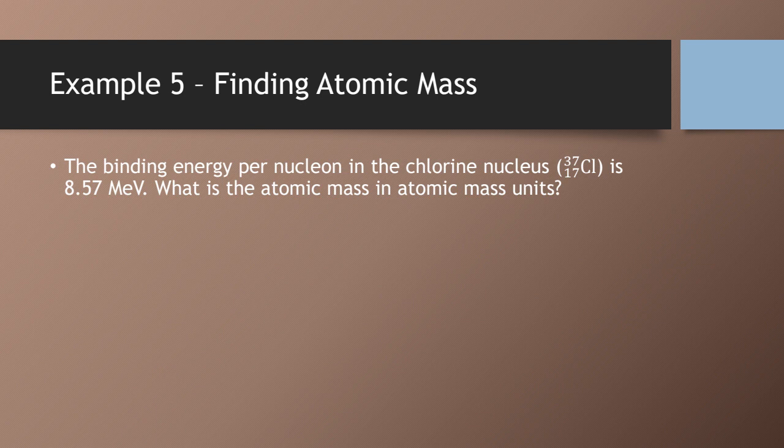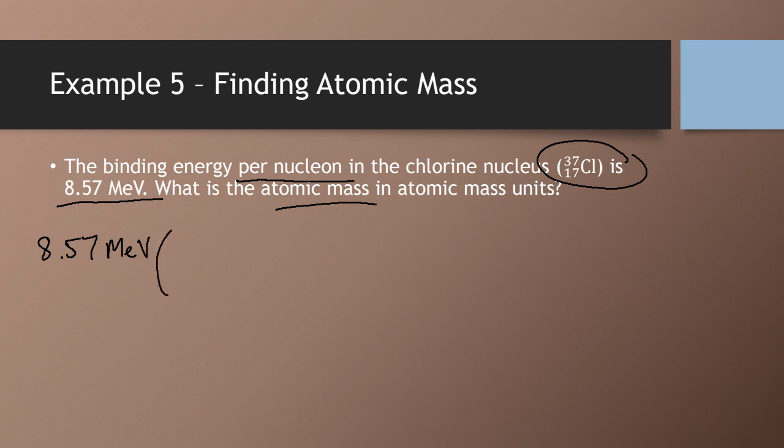So we can do a very similar thing with the previous problem. You just have to pay attention to the words here. The binding energy per nucleon in the chlorine nucleus that we're given here is 8.57 mega electron volts. What's the atomic mass? Well, the first thing that we need is the total binding energy. And so we need to take 8.57 and we're going to multiply by the number of nucleons. So there are 37. And that gives us the total binding energy of 317.09 mega electron volts.